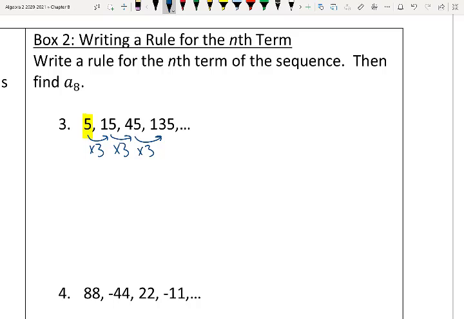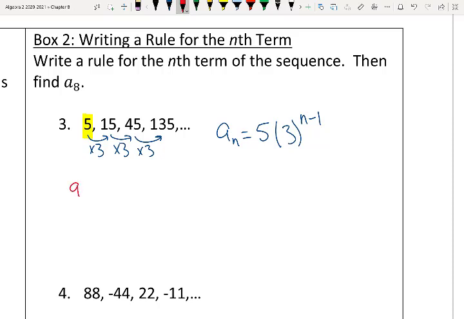So my equation for number 3 should be a sub n equals my a sub 1 value, which is 5, times 3 to the n minus 1. So I'm just using that formula from over there in box 1: a sub n equals a sub 1 times r to the n minus 1 power. To find the 8th term, we simply plug in 8 for my n value.